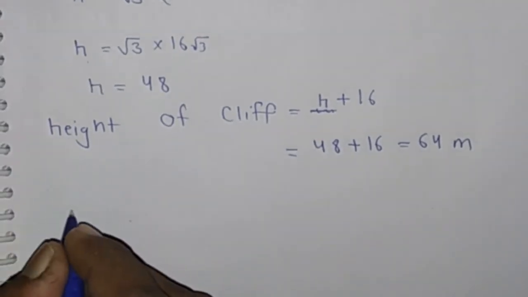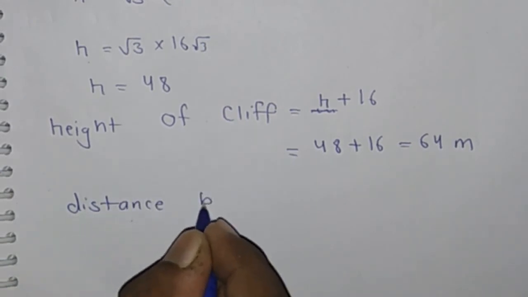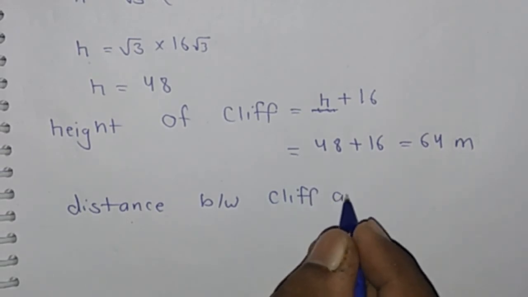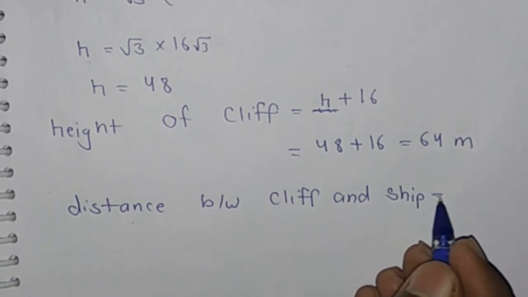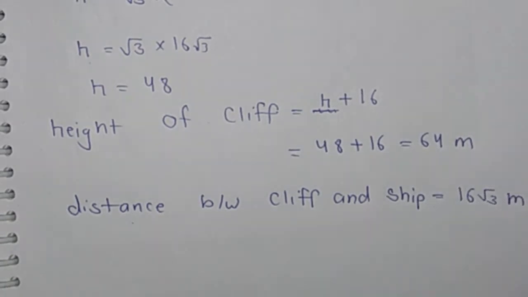and the distance between cliff and ship is 16 root 3 meter, and it is the answer.